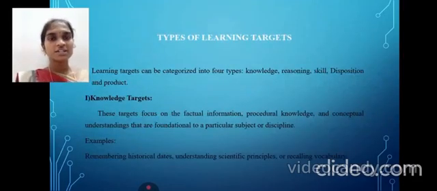Types of learning targets. Learning targets can be categorized into types: knowledge, reasoning, skill, disposition, and product. Knowledge target. This target focuses on the factual information, procedural knowledge, and conceptual understanding that are the foundation to a particular subject or discipline. For example, remembering historical dates, understanding a scientific principle, or recalling vocabulary.